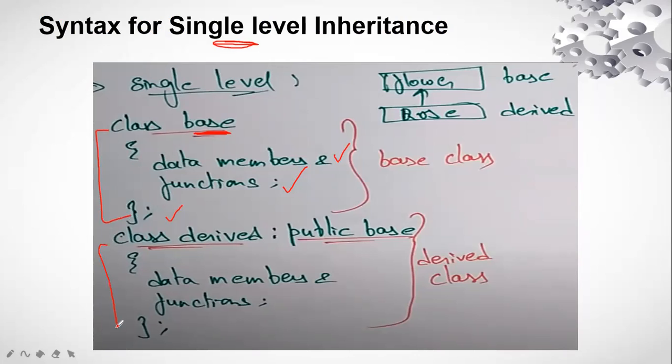Another class we are going to define is the derived class. Class derived, data members, functions, the same way we define the derived class. The only thing is how we are going to inherit. This is the main syntax, the main line which inherits the base class. How? Class derived colon public base. That means the derived class is publicly inheriting the base class. That means now the derived class can access the attributes and the functions of the base class publicly. This is how the syntax goes.